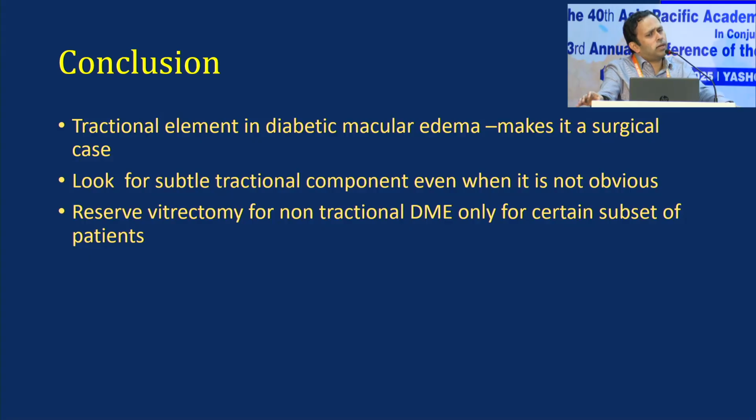So carefully looking into the tractional element in the treatment of diabetic macular edema defines it as a surgical case for most of these recalcitrant or non-responding diabetic macular edema. If there are no evident tractions, always look for subtle tractional components which are not very obvious, and reserve vitrectomy for non-tractional diabetic macular edema only for a certain subset of patients. We may achieve a structural resolution of the edema in most of these cases, but functionally we may not achieve much, particularly when they are the non-tractional type of diabetic macular edema.